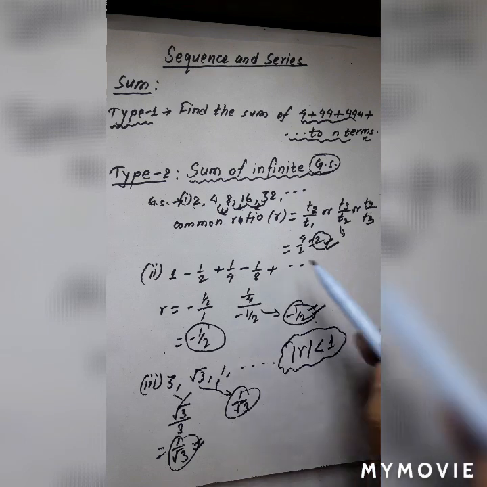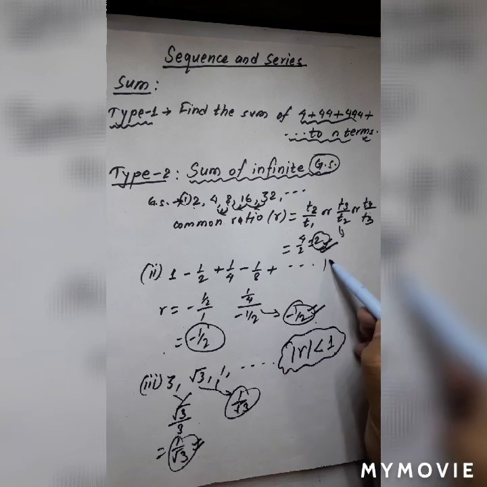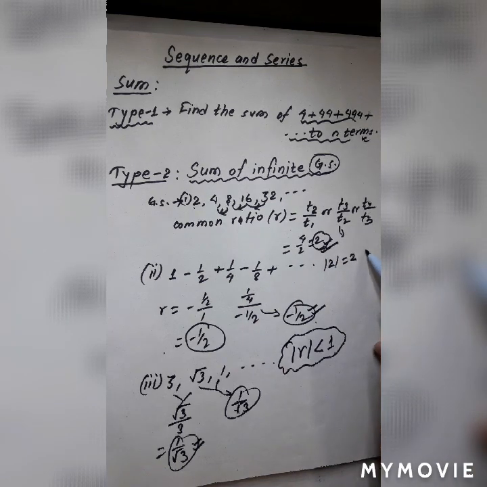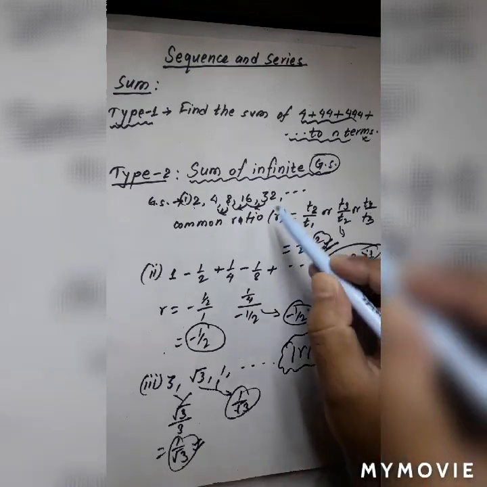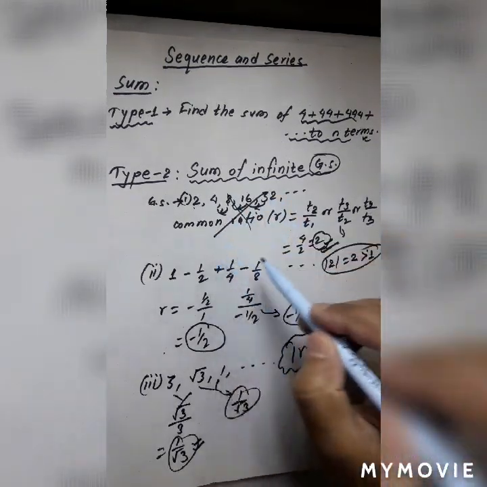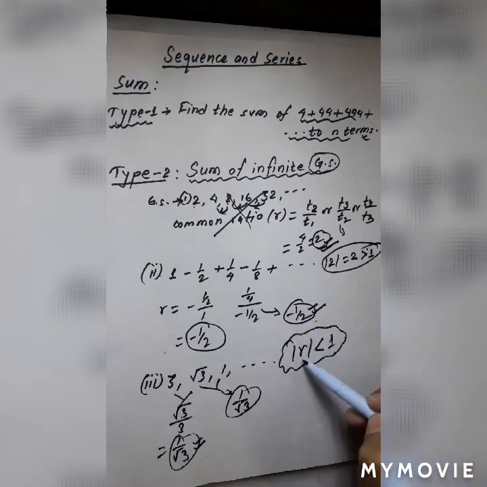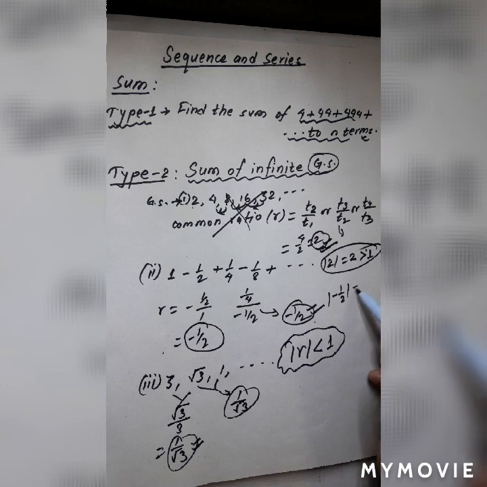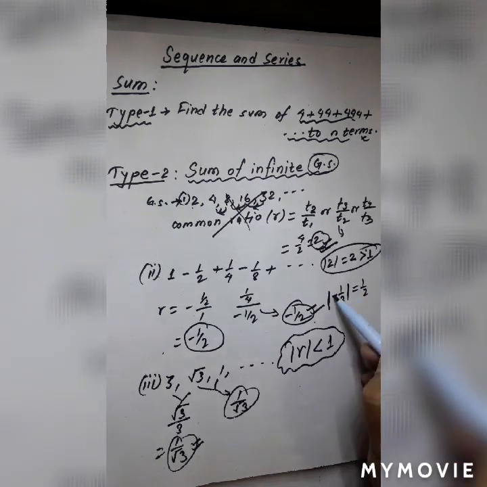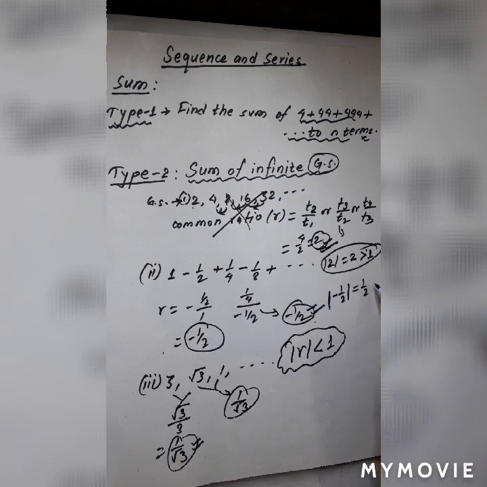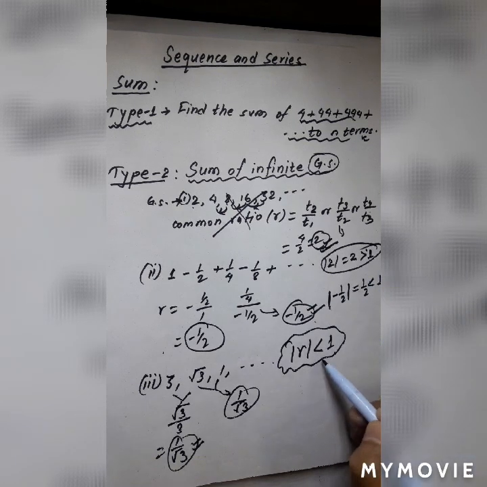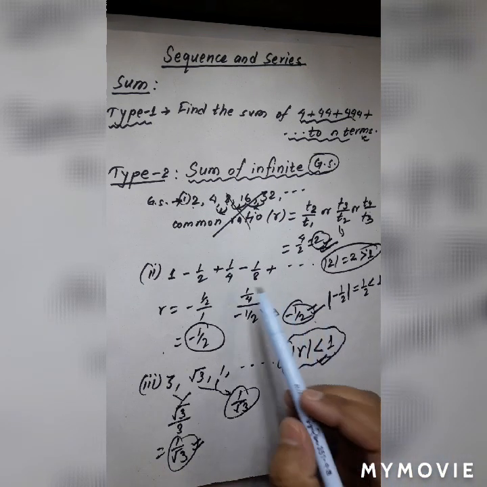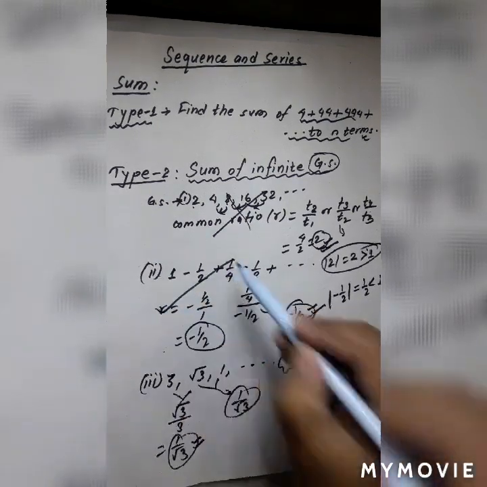Here the common ratio is 2, so its absolute value is also 2, but that is greater than 1, so we cannot find its sum, not possible. Now what is the common ratio here? Minus 1 by 2. What is the absolute value of minus 1 by 2? This is 1 by 2. The modulus sign, the absolute value, makes minus into plus. So 1 by 2 is less than 1, so the absolute value of the common ratio is less than 1, that's why it is possible to find its sum.